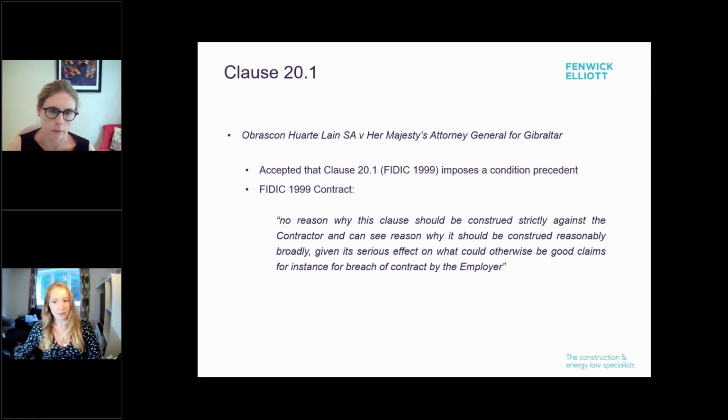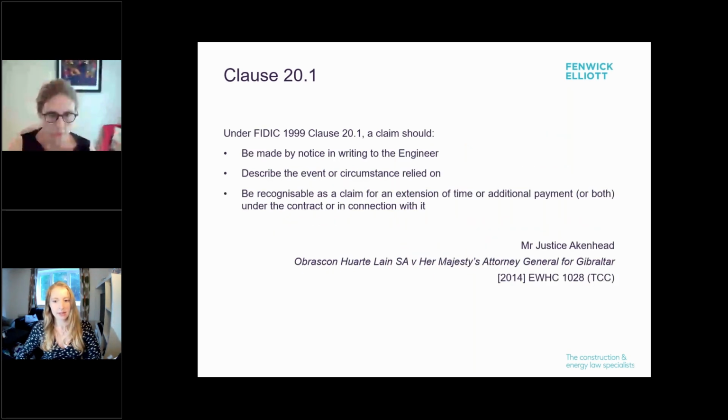Although he did state that the clause should be construed broadly rather than strictly against the contractor, which will give some comfort to the contractors, it was determined that this subclause does operate as a condition precedent.